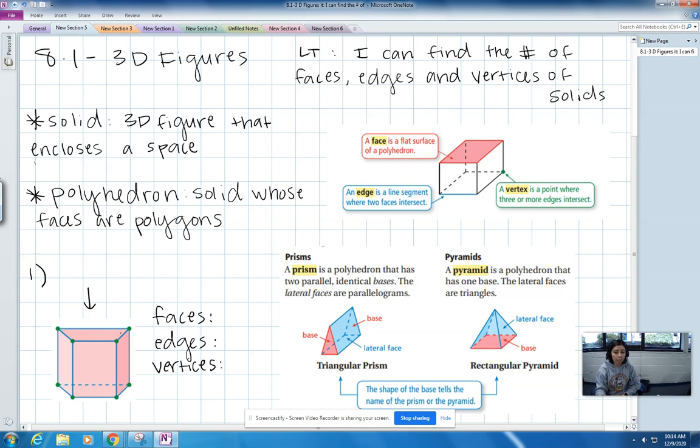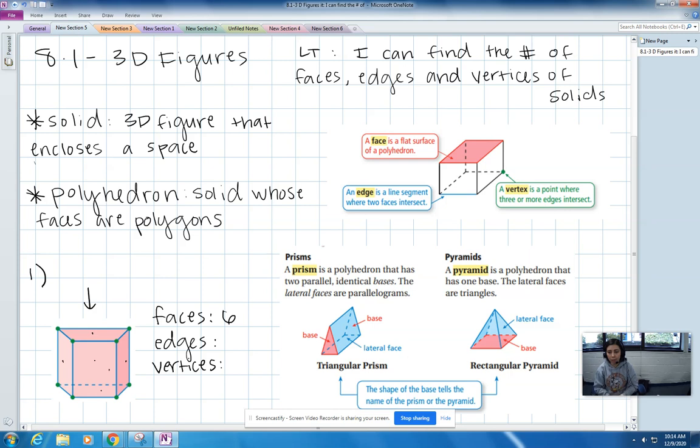But remember, this is a solid. That means it's fully enclosed. So there is a back rectangle as well and another trapezoid on the bottom. So don't forget the back and the bottom. So all together, that makes 1, 2, 3, 4, 5, 6 faces. If I were to count the faces on this guy here, I would have 1, 2, 3, 4. Top makes 5, bottom makes 6.